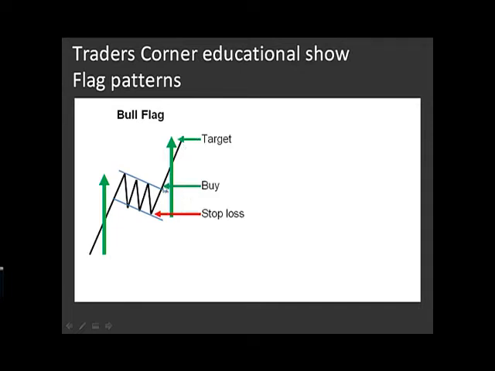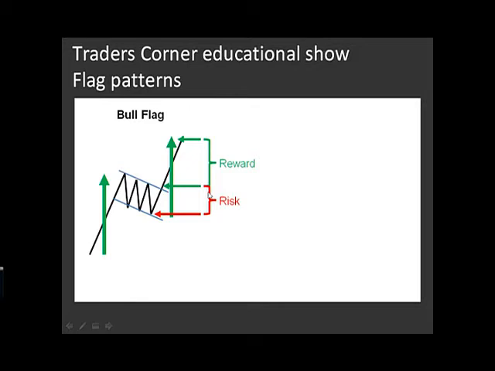To trade these, you buy the breakout through the top of a flag pattern. You put your stop loss below the lowest point before that breakout occurred, and then your target is, as I indicated, the height of that flagpole projected to the upside. So again, your risk to reward ratio is favorable here. The risk being the difference between where you go into that flag breakout and your stop loss, and the reward being the target minus the entry point.